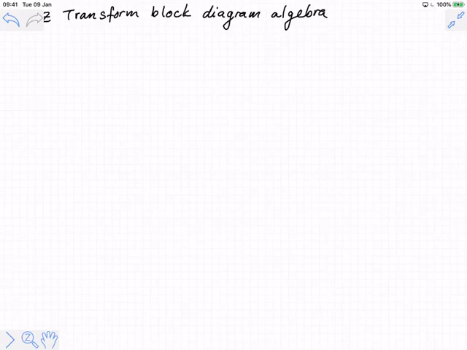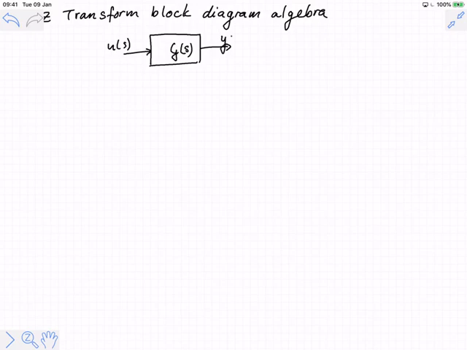By now you should be very familiar with the concept of a transfer function and block diagram algebra. So I'm going to be a little bit more explicit here about the domain in which these signals exist, so that we can be more clear about what we mean by the block diagram algebra that we're writing down.